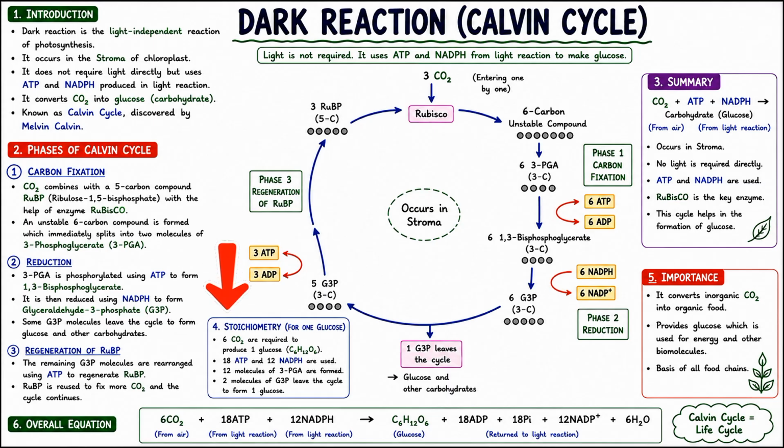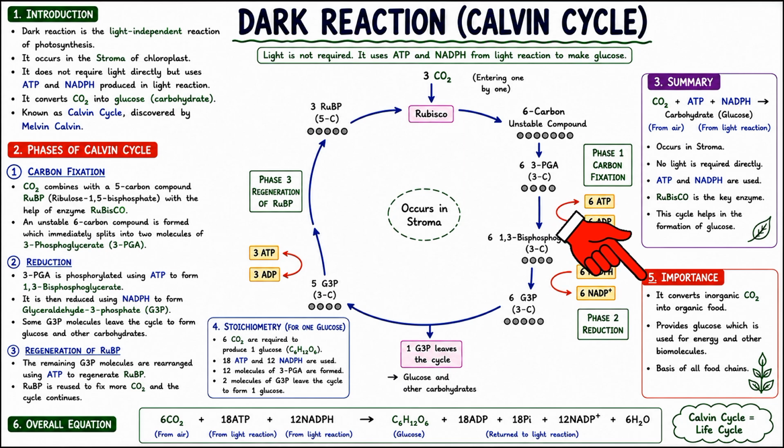Importance of the Calvin cycle. Now let's discuss why this cycle is so important. First, it converts inorganic carbon dioxide into organic food molecules. Second, it produces glucose, which is the main source of energy for plants.